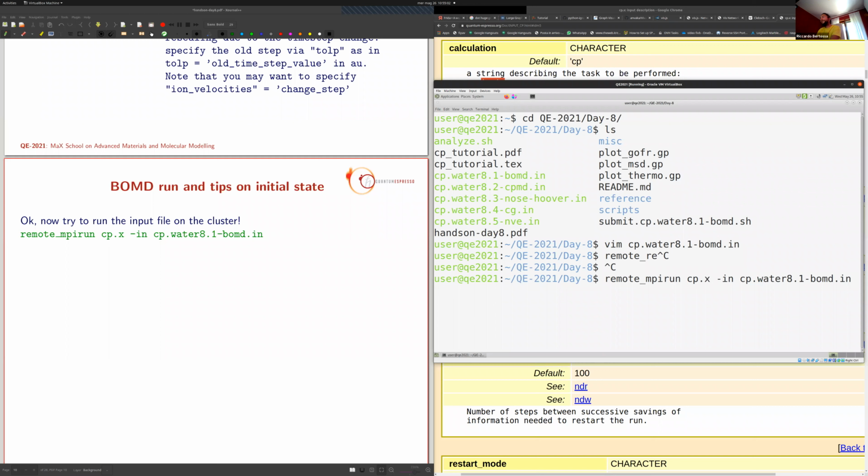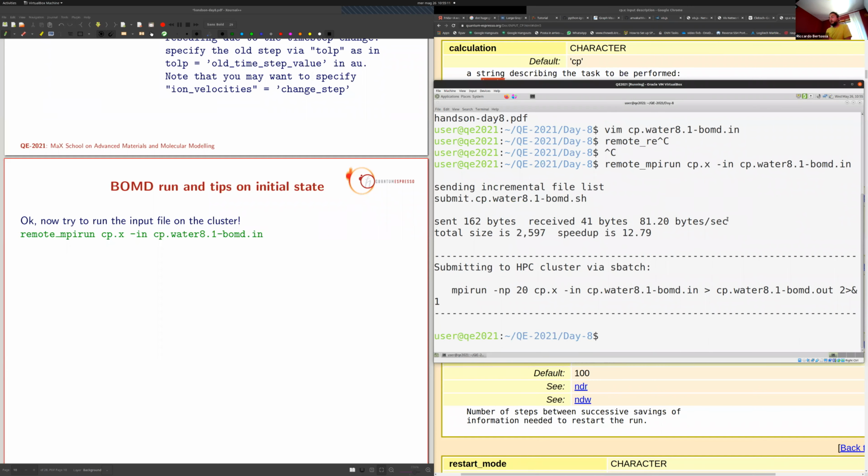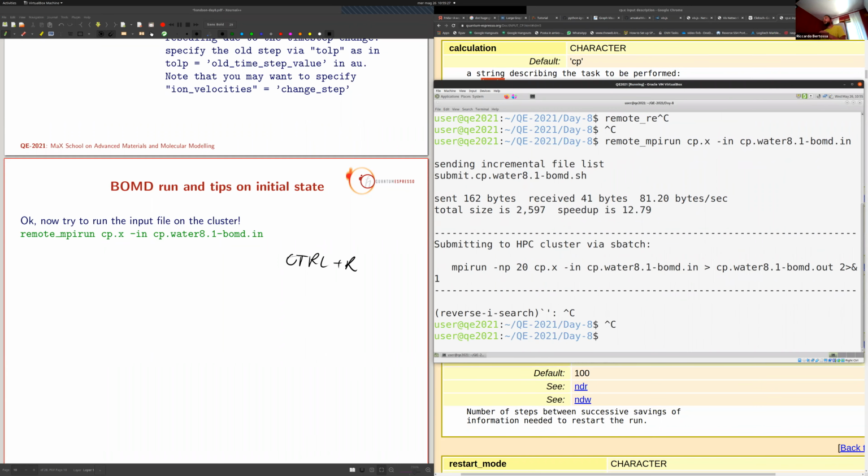Just a trick: if you press Ctrl+R, you can look at the history of your bash. Then you start typing and you can search in your history. This is very useful when you want to reuse a previous command.